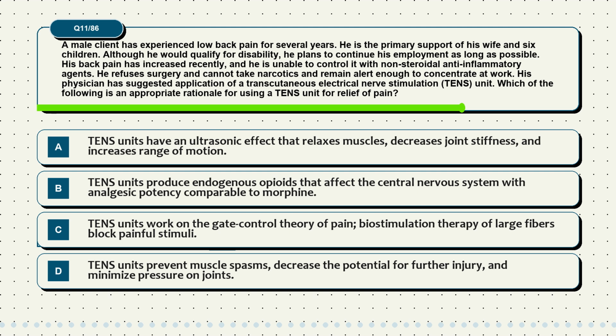Option C. TENS units work on the gate control theory of pain. Biostimulation therapy of large fibers block painful stimuli. Option D. TENS units prevent muscle spasms, decrease the potential for further injury, and minimize pressure on joints.